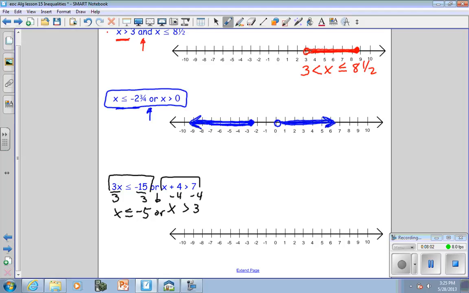So the first part is I find negative 5. That is a closed circle because it's also equal to. I then shade to the left, so it's going to be shaded that way. I then find 3, and that is going to be an open circle. I kind of missed a little bit, but you get the idea. And shade to the right. So that statement says that x is less than or equal to negative 5 or greater than 3, and it started out as a compound problem.